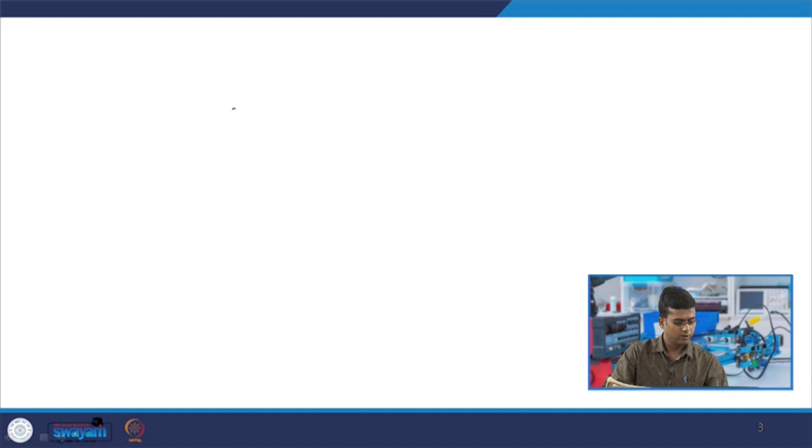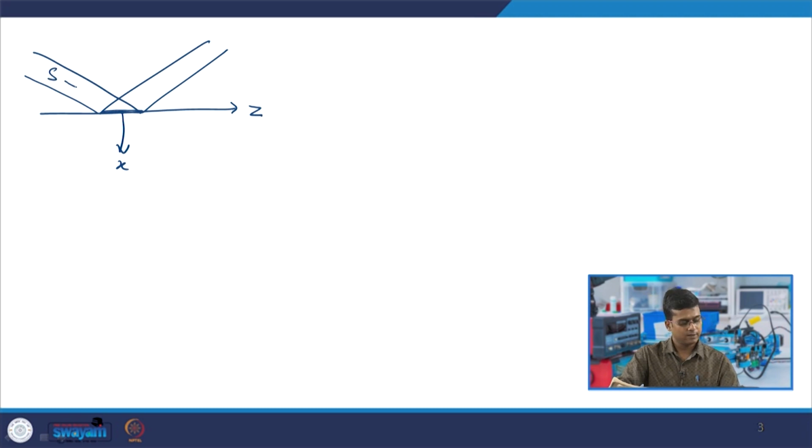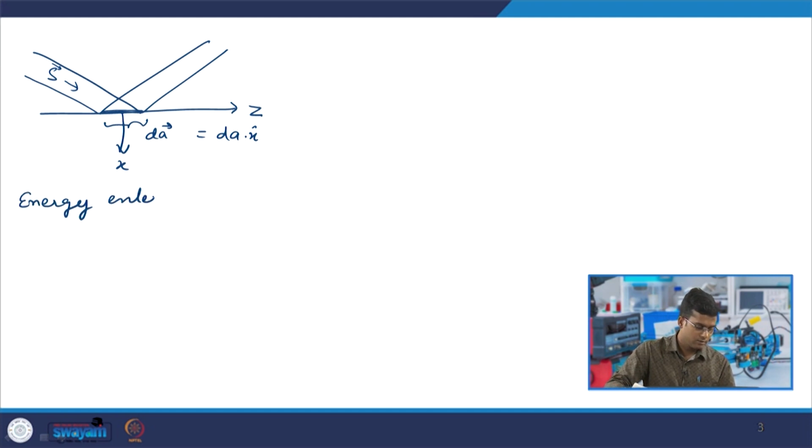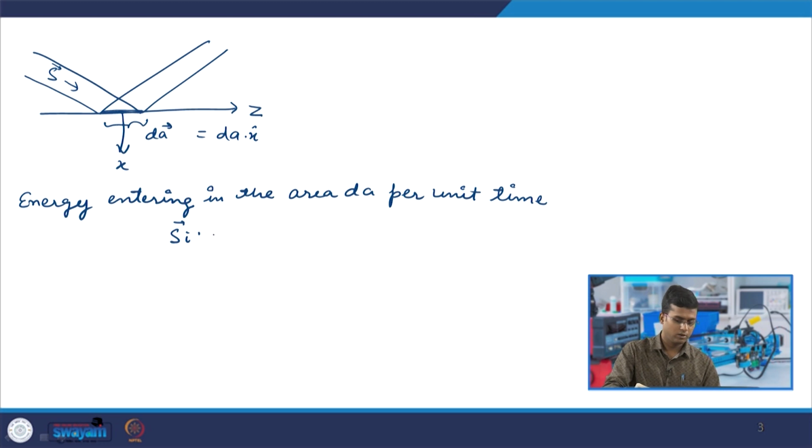So, this is our interface, a beam is coming like this, and it is getting reflected from here, and this is the area. This was the x direction, if you remember, this is the z direction, this is S now flowing in this direction, and this is dA, the area where it is falling, that is dA into x. So, energy entering in the area dA per unit time is SI dot dA.